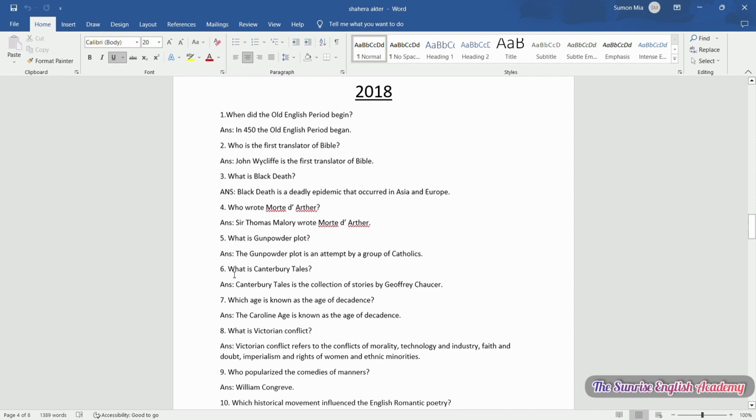6. What is Canterbury Tales? Answer. Canterbury Tales is the collection of stories by Geoffrey Chaucer. 7. Which age is known as the Age of Decadence? Answer. The Caroline Age is known as the Age of Decadence.